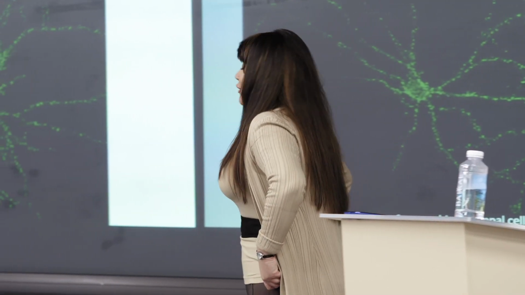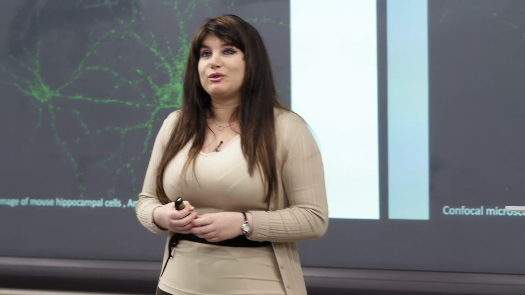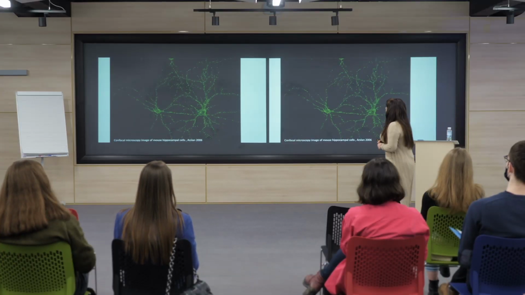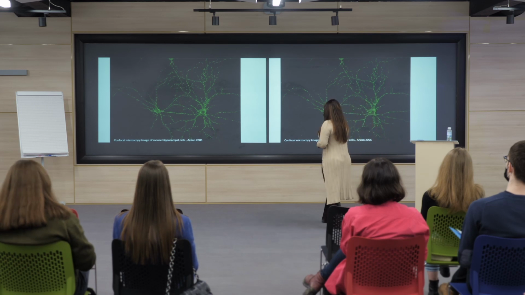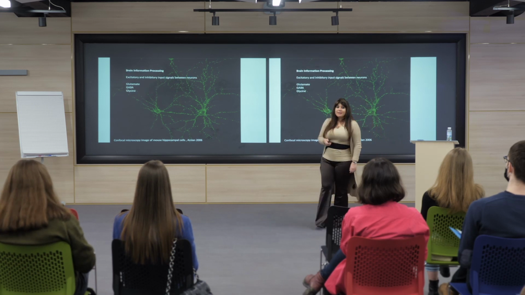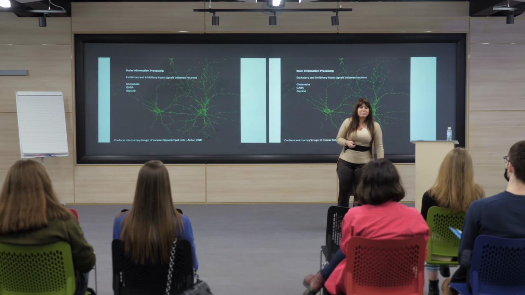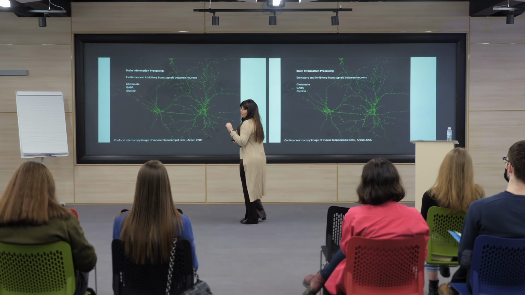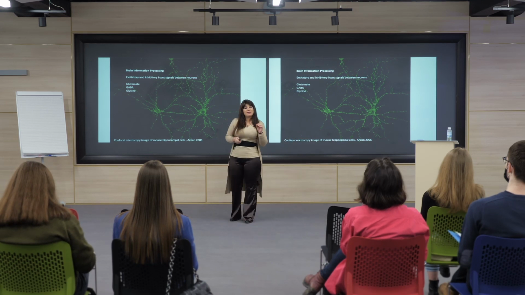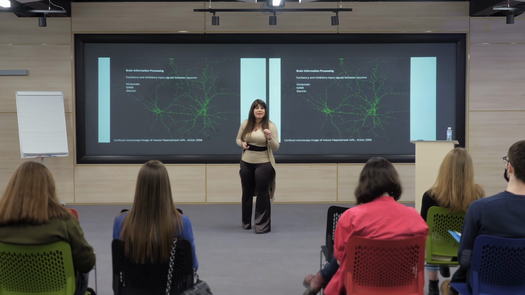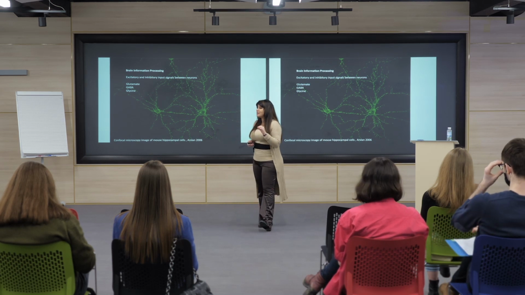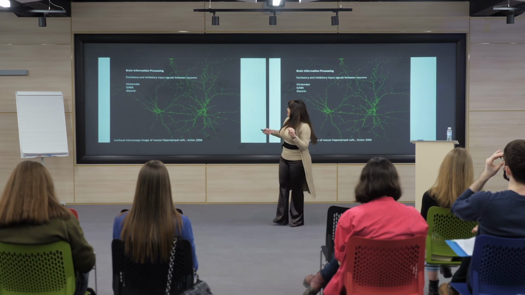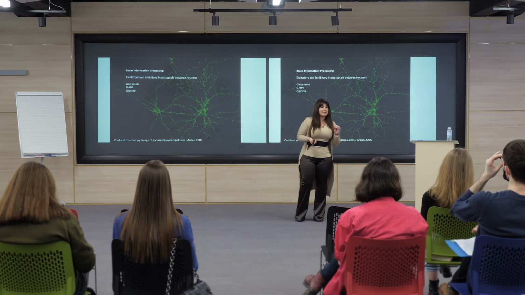This is an image of confocal microscopy, and now I would like to talk about some basic principles of neurons and how they operate. Brain information processing is mediated by excitatory and inhibitory signals between neurons. Those excitatory and inhibitory signals are generated by specific signaling molecules. We call them neurotransmitters, such as glutamate, GABA, and glycine.